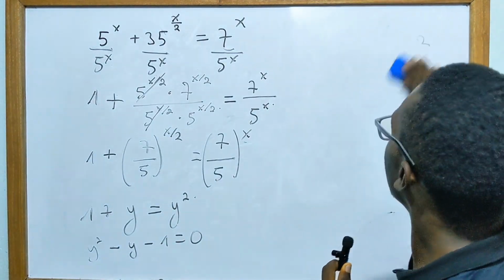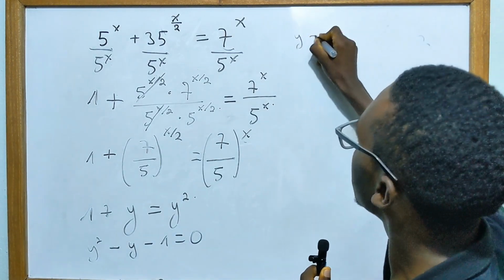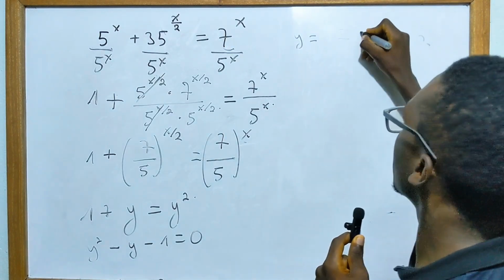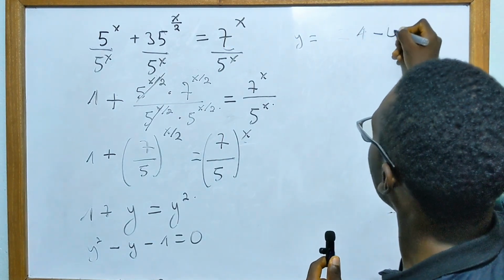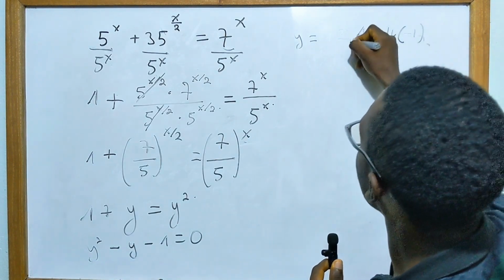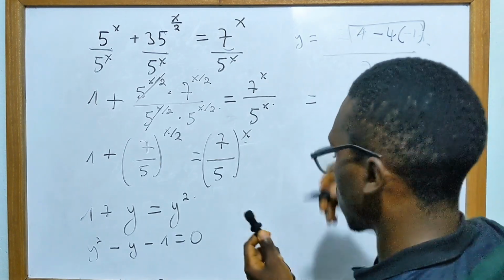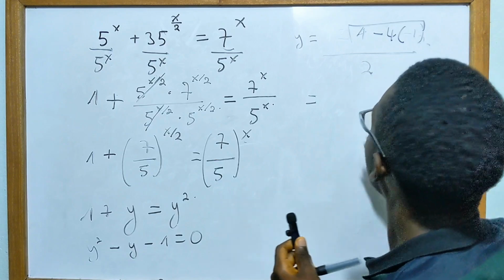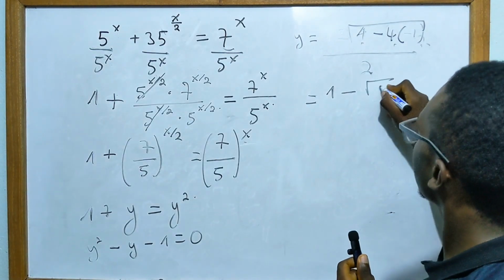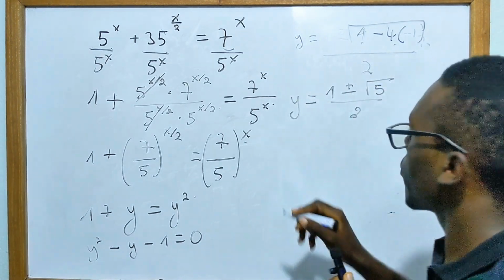That is typically what we have here. Hence, proceeding at this point, we can take y equal to negative b, that is negative of negative 1, which is 1, plus or minus the square root of 1 squared minus 4 times 1 times negative 1, all over 2 times 1. That will be equal to 1 plus or minus the square root of 5, all over 2. That is our y.